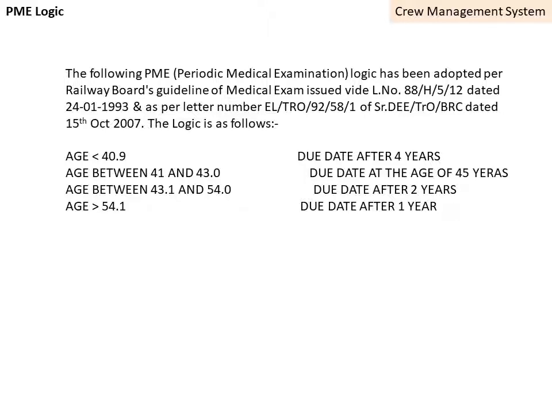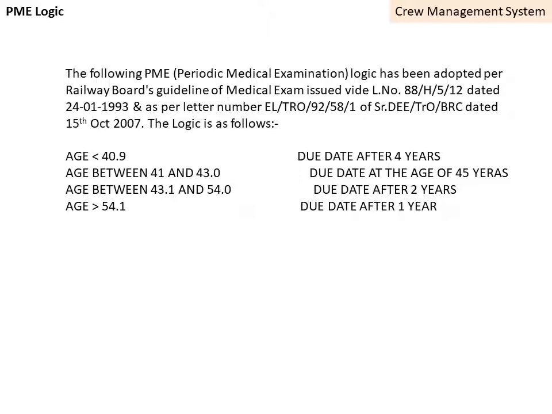The PME logic is adopted by the Railway Board guidelines for medical examination, issued by letter number 88H5 dated 24/99. As per that letter, the PME logic was created by CRIS, and according to this the system calculates the PME due and shows it before signing on, so the loco supervisor and loco TNCs or CCs will know when it was due based on the reports.